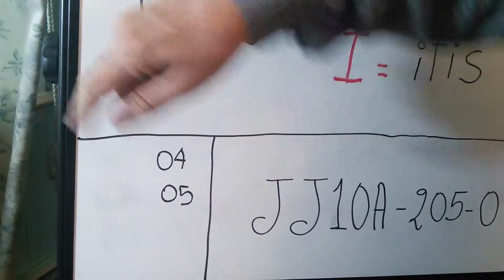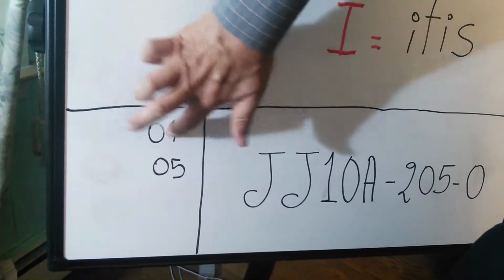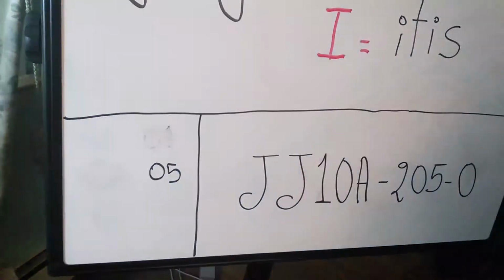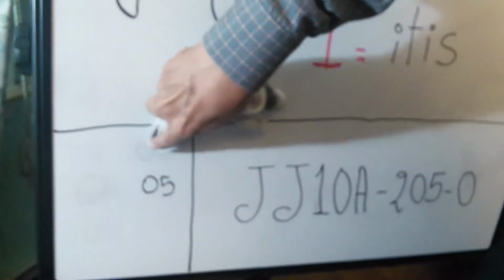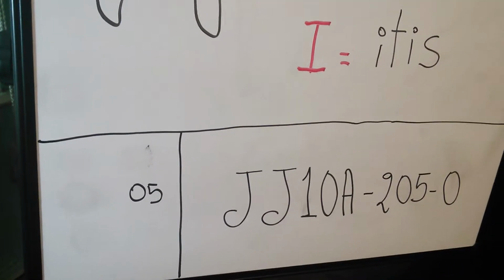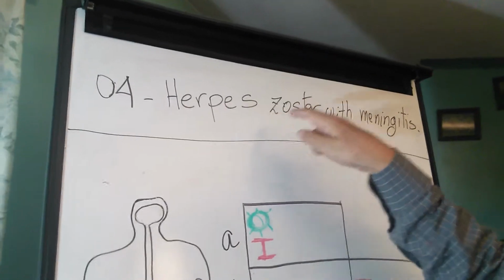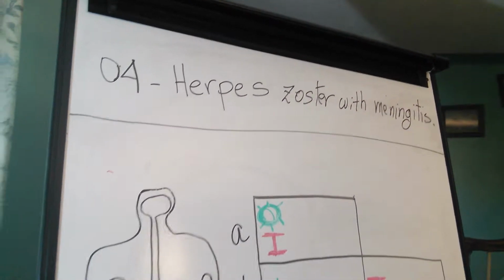Since we're not going number 4 here, I'm going to erase the 4 right here, so we're left only with 1. Let me get the eraser. There. Okay. Now, the text for the problem says, number 4, herpes zoster with meningitis.